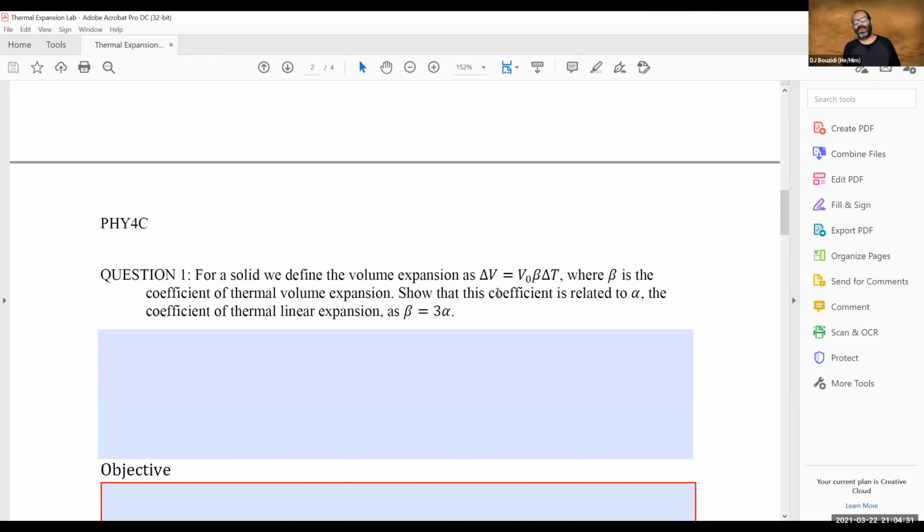Question 1 basically is saying for a solid, we define the volume expansion similar to the linear expansion as delta V equal to V naught times beta times delta T, where beta is the coefficient of thermal expansion. Show that this coefficient is 3 times the linear expansion. And that really boils down to the definition of the volume. You guys remember, the volume is just length times width times height. If it's a sphere, it's the radius cubed. When we use the Taylor expansion, let me quickly talk about that, because sometimes this becomes a question.